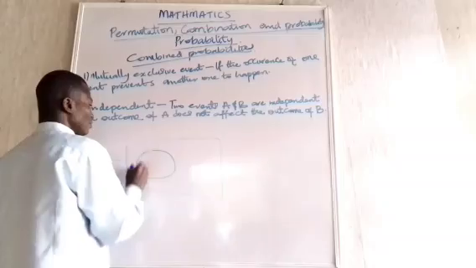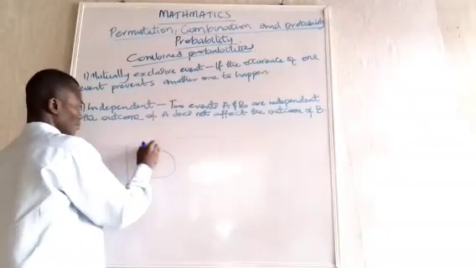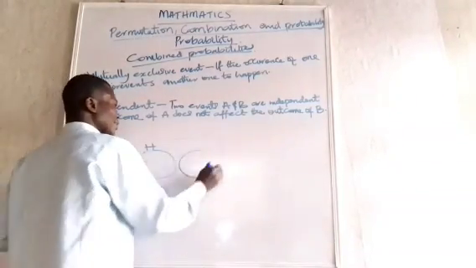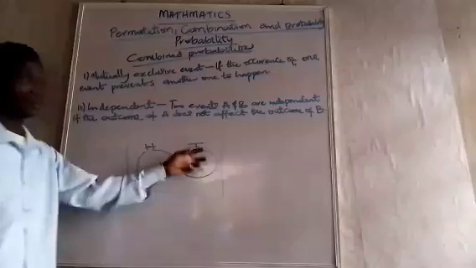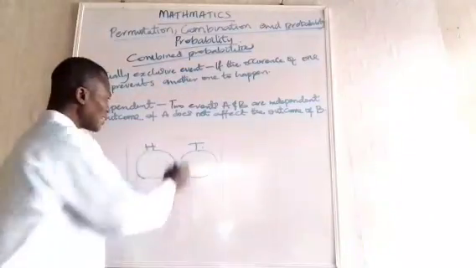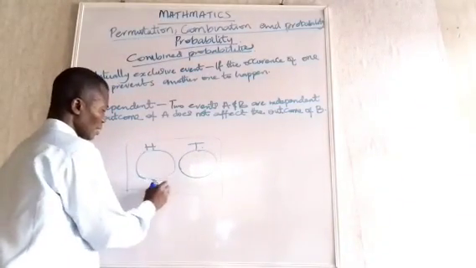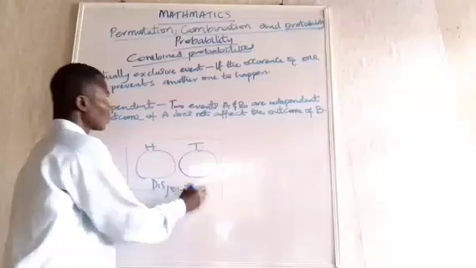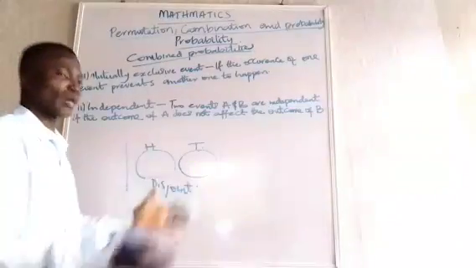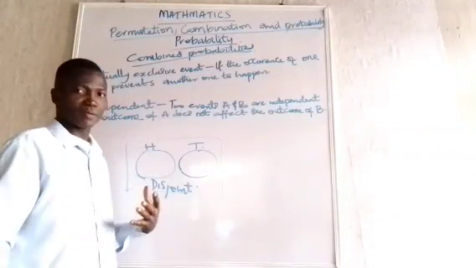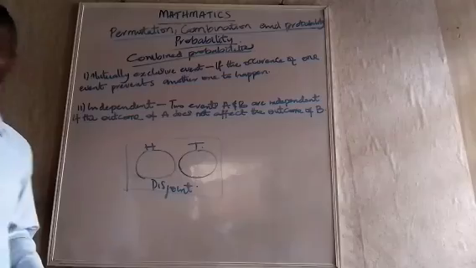If I have head, I cannot have tail at the same time. You see, so they are mutually exclusive. They are disjoint. So that is about mutually exclusive events. It means that when one happens, the other ones cannot happen. So that is mutually exclusive.